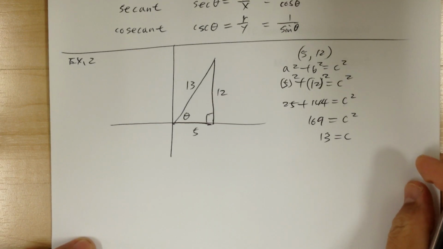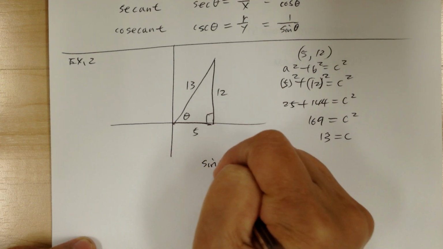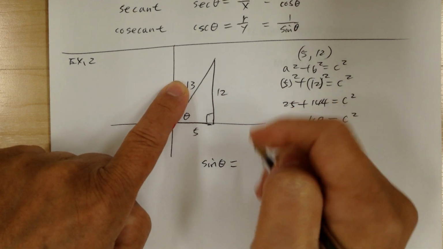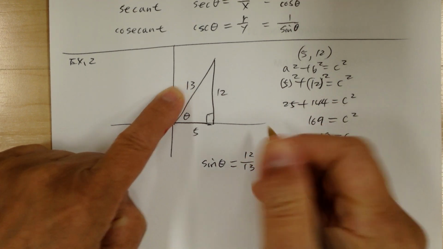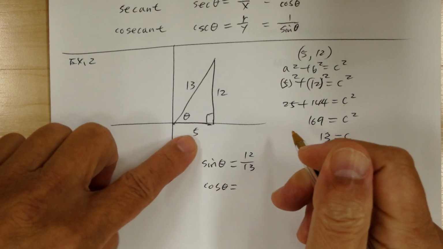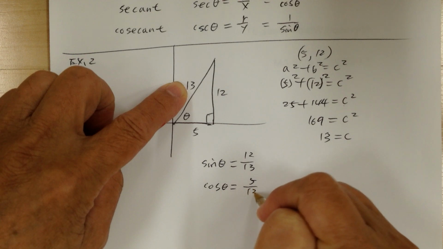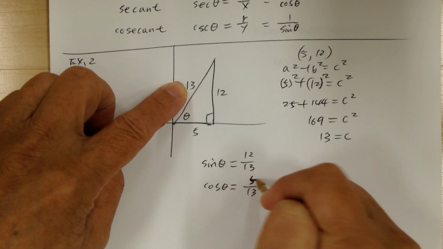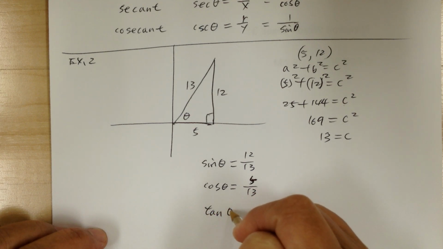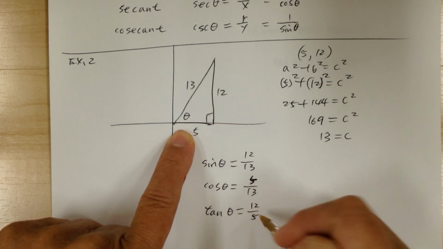Okay, so now to find the six trigonometric functions, you start with sine. Sine is the vertical or opposite over hypotenuse, which would be 12 over 13. Cosine is horizontal or the adjacent over hypotenuse, so it would be 5 over 13. Again, you have to know your definitions. And you got tangent theta. Tangent theta equal to opposite over adjacent would be 12 over 5.